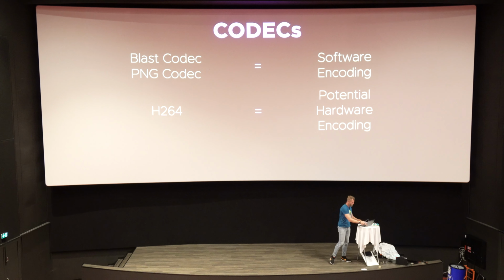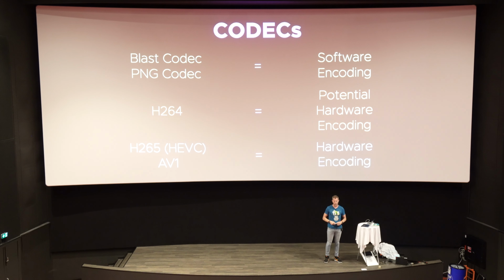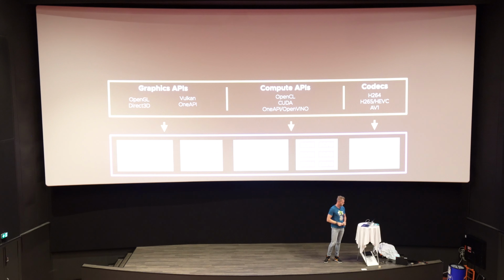Right, so H.264 is one of the most commonly used codecs for both high fidelity use cases, but mostly use cases in general. And it has the potential of being offloaded to a GPU. So it doesn't have to be, but it can be. And HEVC or H.265 and AV1, the latest addition to the codecs that Horizon supports, must be offloaded to a GPU. And we'll dive into that later on.